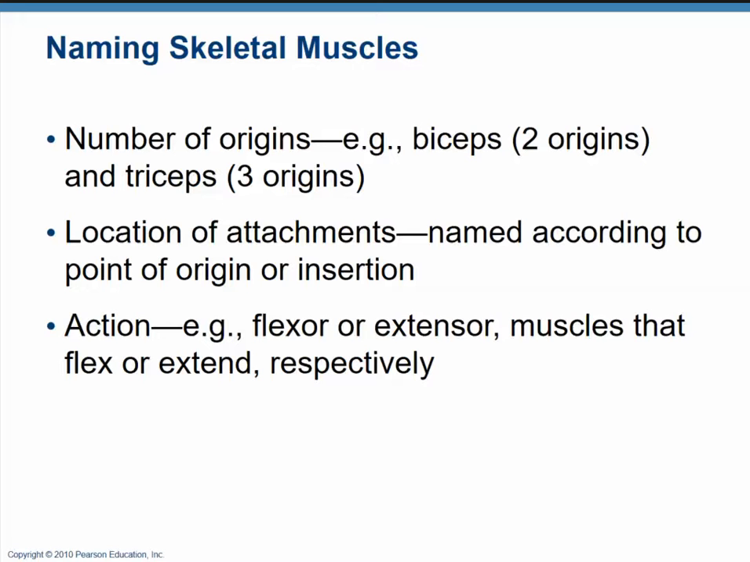Pronator teres is the cylindrical one. Teres means cylindrical. So it's the cylindrical one that pronates your forearm. Pronator quadratus is the 4-sided one that pronates your forearm. The muscle that supinates your forearm is called supinator, named after the action.